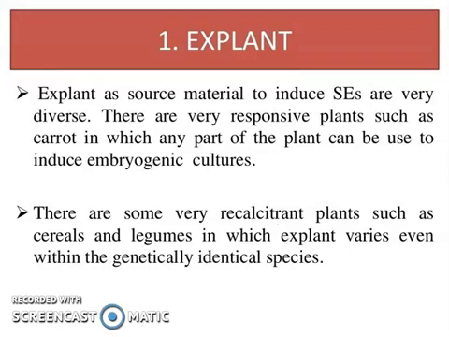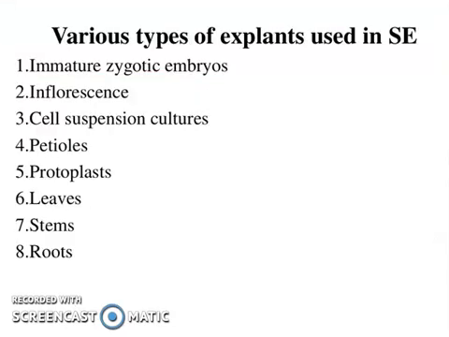genetically identical species. The different types of explants which can be used for somatic embryos are immature zygotic embryos, inflorescence, cell suspension cultures, petioles, protoplasts, leaves, stems, roots, etc.